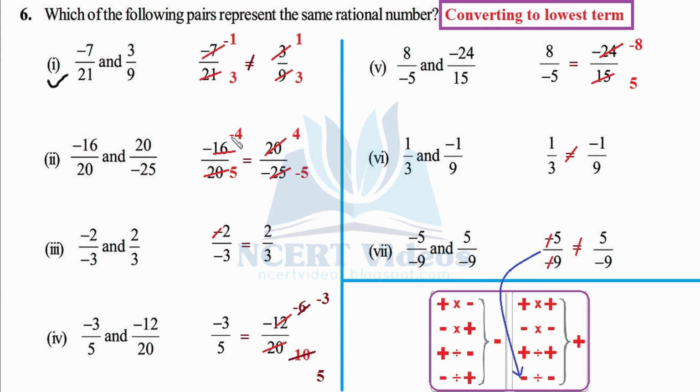The only difference is that the sign is here in the numerator, here it is in the denominator. But this doesn't matter, as we have also told in previous parts that this sign can float either to the denominator or to the numerator, or it can be written before this rational number itself. These are equal and we have written the equal sign. Third, minus 2 over 3 and 2 by 3.